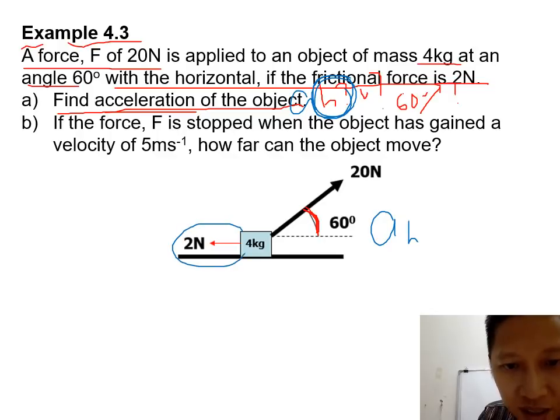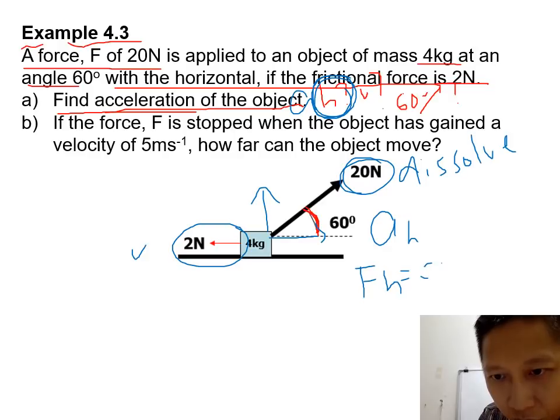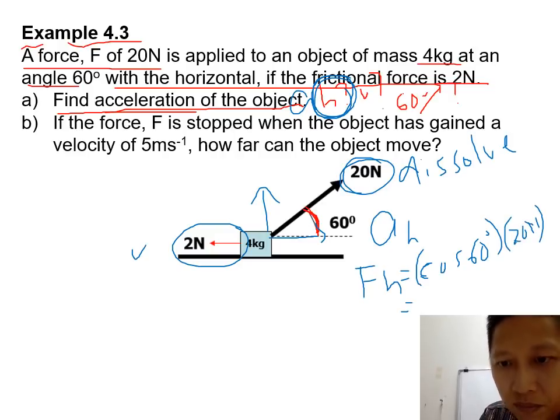So at the moment, the friction is already horizontal. We want to resolve this force. How to resolve? We use cos and sine. For this case, we're going to use the cos. The F horizontal equals cos 60 degrees times 20 Newton. So we get 10 Newton. F horizontal is 10 Newton.